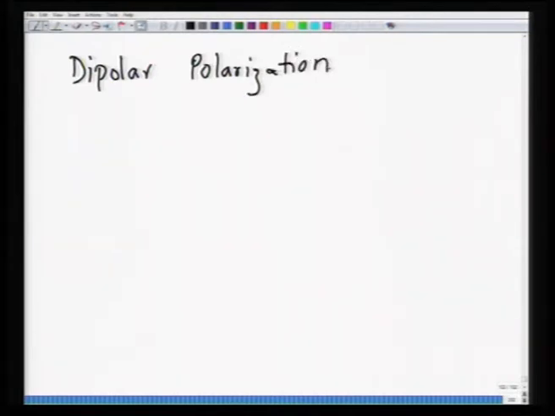Then the third polarization mechanism that we looked at was dipolar polarization. Now, in case of dipolar polarization, you have a molecule like this.